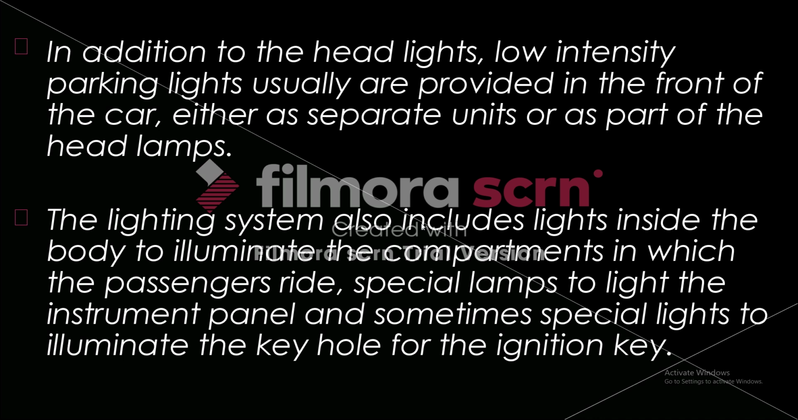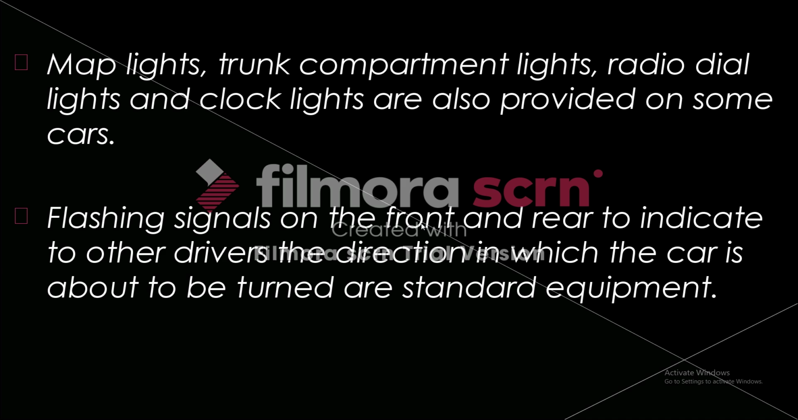The lighting system also includes lights inside the body to illuminate the compartments in which the passenger rides, special lamps to light the instrument panel, and sometimes special lights to illuminate the keyhole for the ignition key. Map lights, trunk compartment lights, radio dial lights, and clock lights are also provided on some cars.